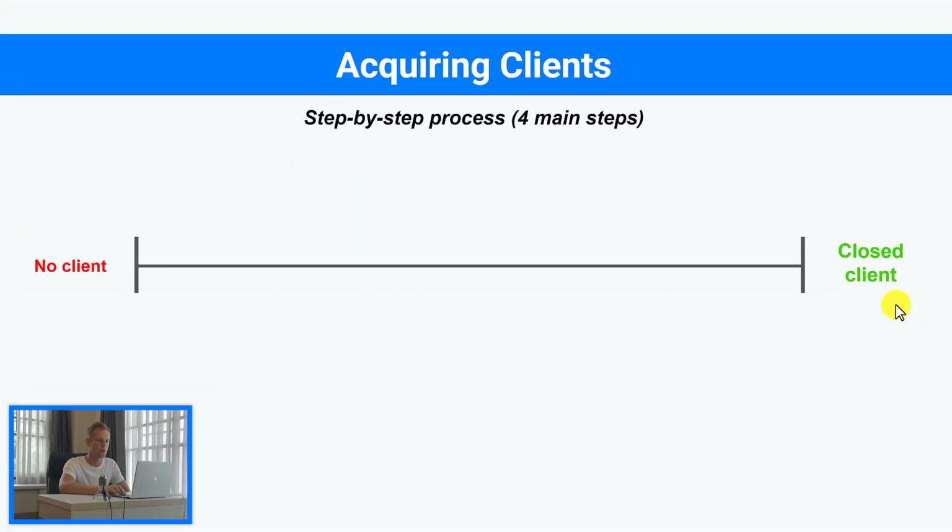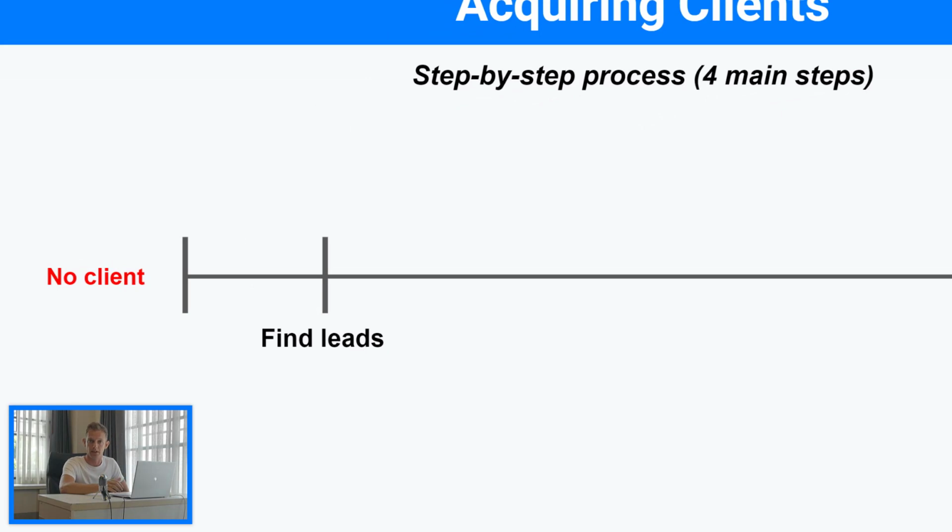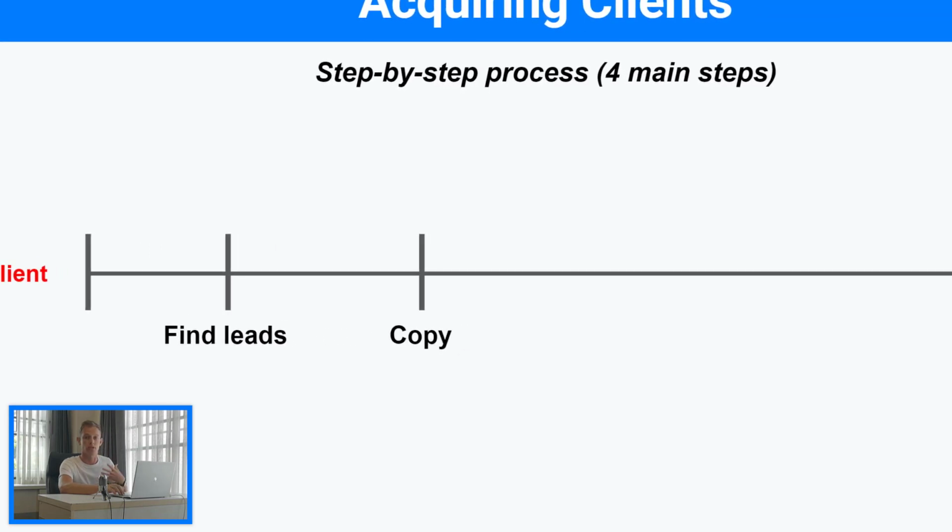Let me just go through the 4 steps that you would need to go through in order to turn a cold client into a paying client. Ideally, or most of the time, it looks like this. You find the people or the leads that you want to target for your agency or online business. Then you'll send them some sort of copy, whether that be in an email, maybe it's in an ad, Facebook ad, whatever ad it may be. Can also be anything else that you can imagine.